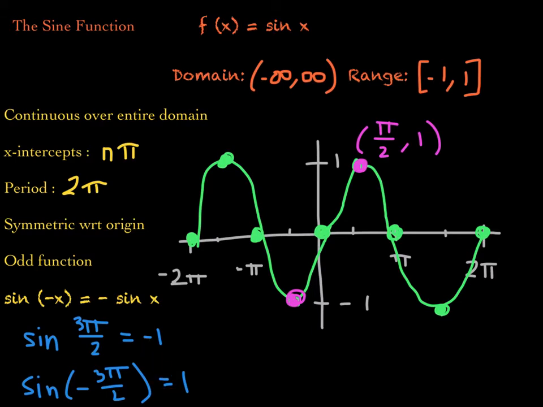These points are on the curve. This one here is 3 pi over 2, negative 1. And this point is negative 3 pi over 2, positive 1. So if you find this point, you get this one for free. That's the meaning of symmetry with respect to the origin. These 2 points here are symmetric with respect to the origin. Pi, 0 and negative pi, 0. They're symmetric with respect to the origin. All right, cool.